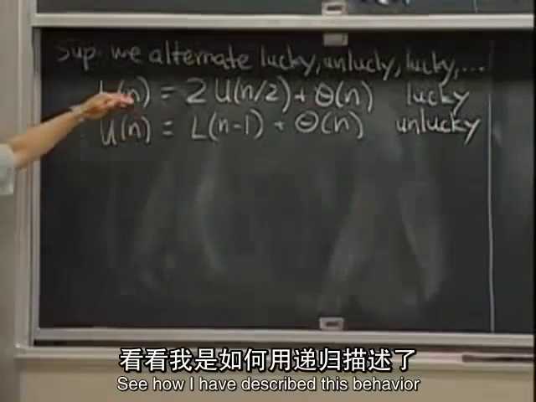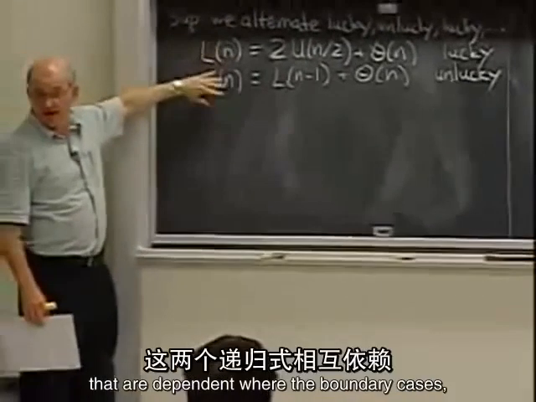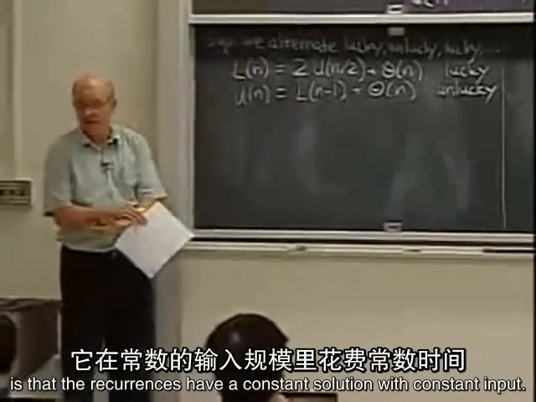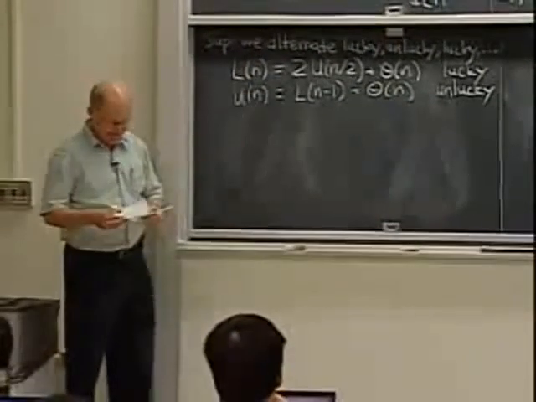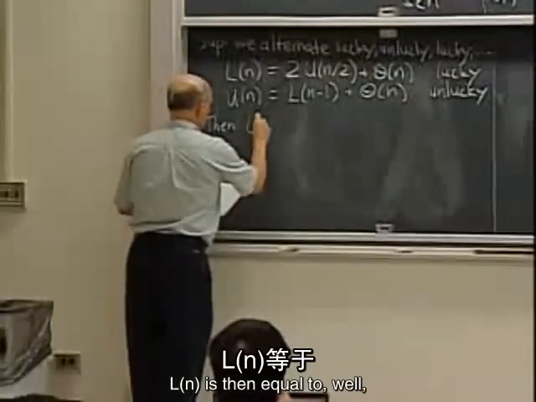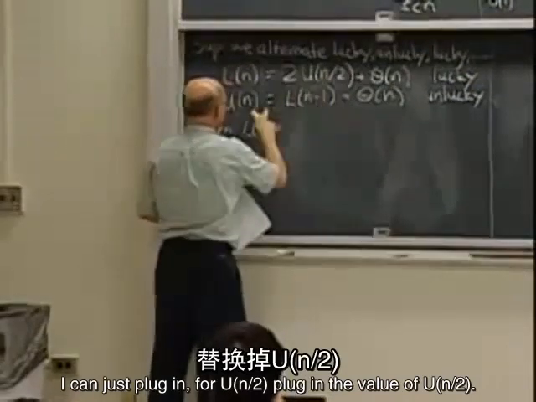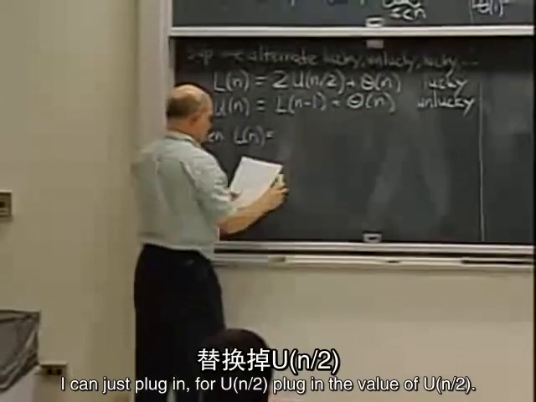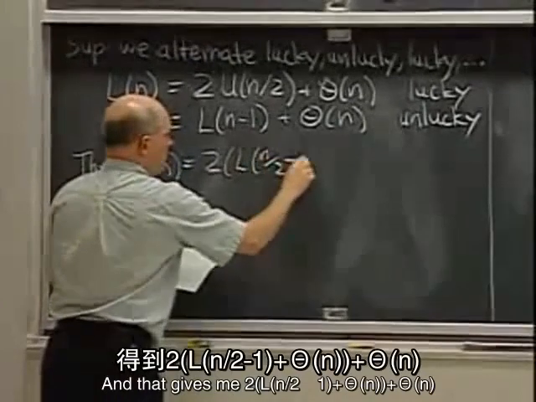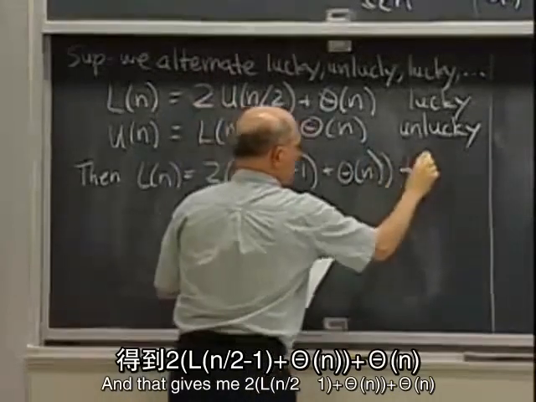Okay? So see how I've described this behavior with a system now of recurrences, okay, that are dependent, where the boundary cases, once again, which aren't stated, is that the recurrences have a constant solution, okay, with constant input. So now we just do a little bit of algebra using substitution. L of n is then equal to, well, I can just plug in, for U of n over 2, the value of U of n over 2. And that gives me 2 L of n over 2 minus 1 plus theta n.